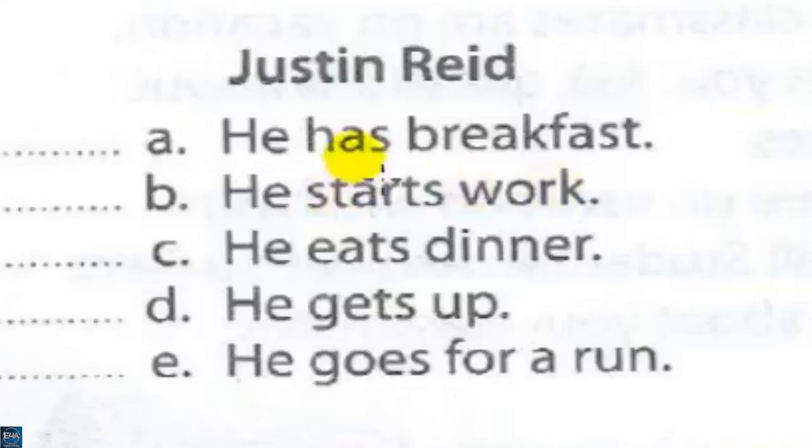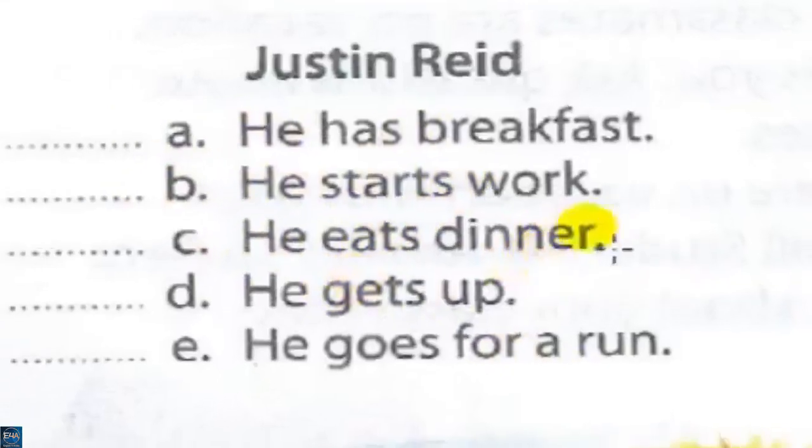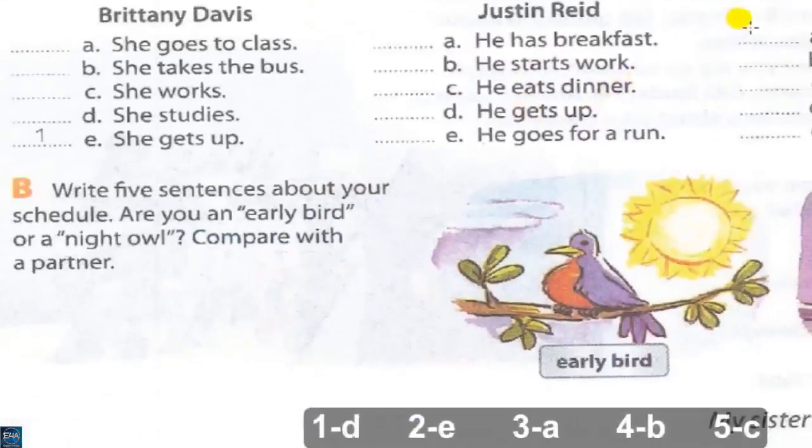Justin Reed. One, D, he gets up. Two, E, he goes for a run. Three, A, he has breakfast. Four, B, he starts work. Five, C, he eats dinner. The answers: 1, D, 2, E, 3, A, 4, B, 5, C.